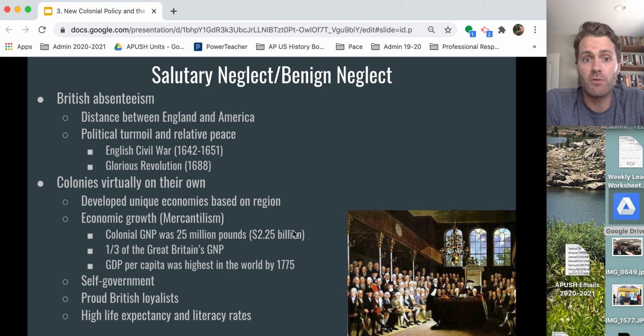There is political turmoil in England throughout the late 1600s via the English Civil War and the Glorious Revolution, that are both really important things that cause the British to look inward, right? Because they have a lot of chaos and turmoil there. And then afterwards, there's relative peace, meaning things are cool in England, things are cool in the colonies. Why upset a working relationship? Why change things that seem to be going just fine?